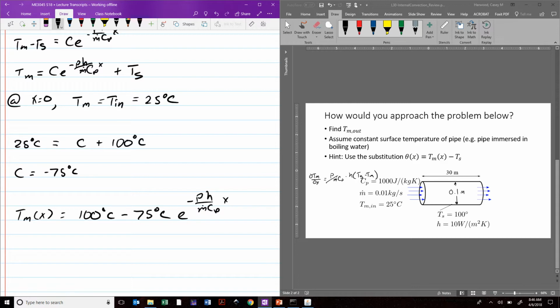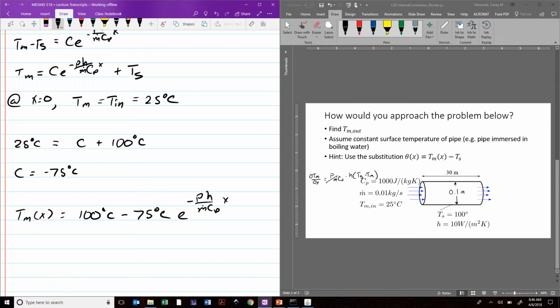P is going to be the perimeter of our pipe, right? So we're given the diameter. Thanks for noticing that wasn't provided. Pi times the diameter, we're going for P. H, we are told to go ahead and assume 10 watts per meter squared Kelvin. M dot is given as 0.01 kilograms per second. Cp is given as 1 kilojoule per kilogram Kelvin for the fluid. And so plugging this all in allows us to evaluate T sub m at any point along the pipe.